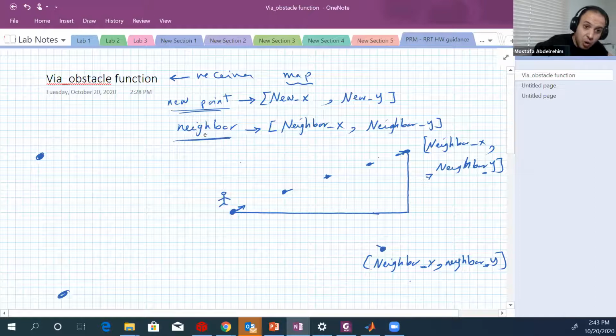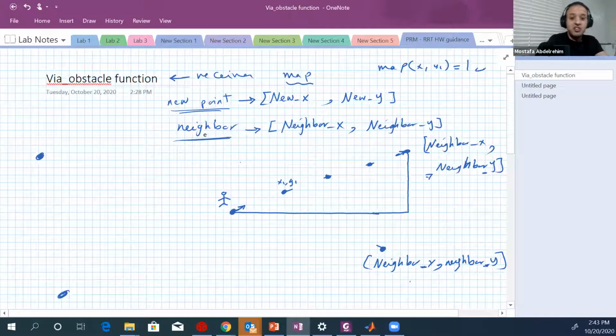Remember, our unknowns now are this point in between. If we know the coordinates of this point, then we can say, for example, map of x1, y1. We're going to check this value. If this value is 1, there is an obstacle. If the value is 0, there is no obstacle. Okay.